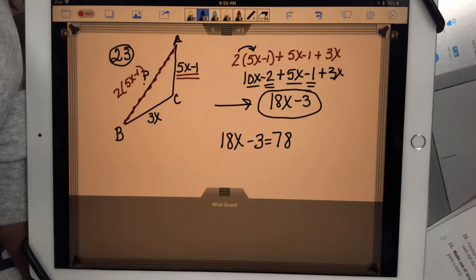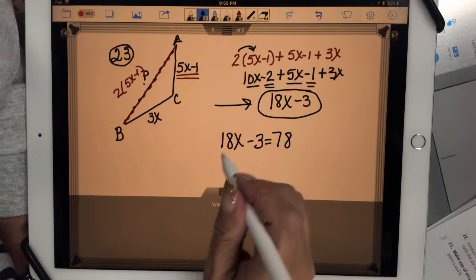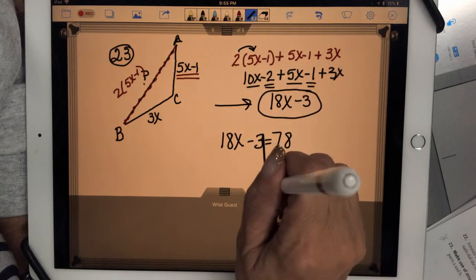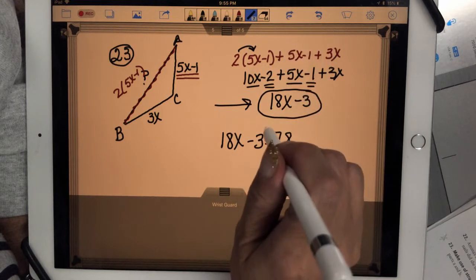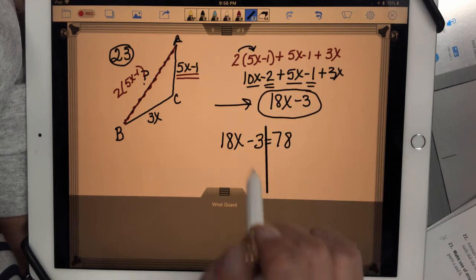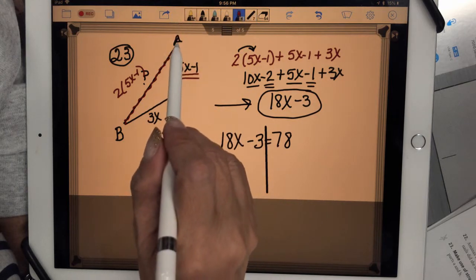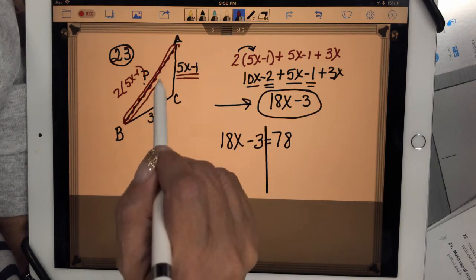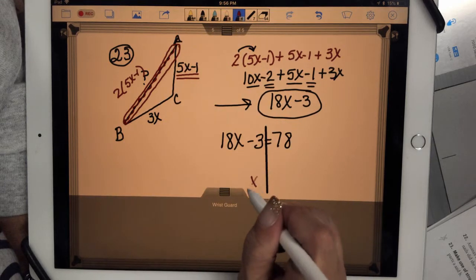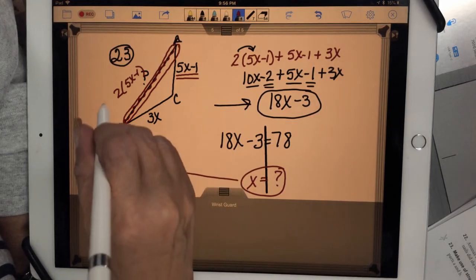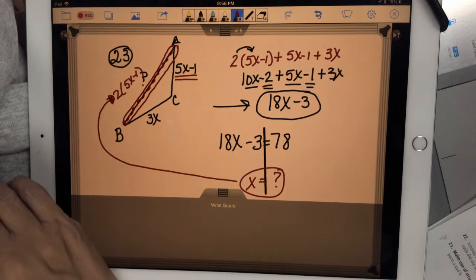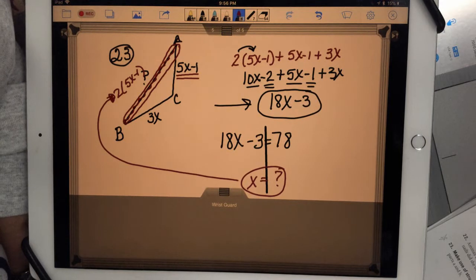It's not very pretty. The perimeter of the triangle is 78. What is the length of AB? Be sure when you take this equation and solve it for x, oh my goodness, y'all, I didn't ask you what x equals. What did I ask you? Yeah, I asked you for the length of AB. So after you get x equals whatever, you need to take this value and plug it into your equation. Plug it into that 2 parentheses 5x minus 1 in order to solve that.